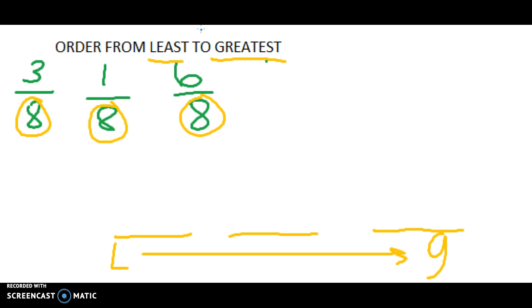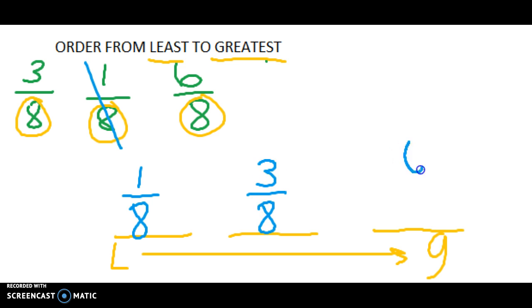Since our denominators are the same, to put these fractions in order from least to greatest, we can just order our numerators from least to greatest. So for our numerators, we have 3, 1, and 6. The smallest would be 1, meaning our smallest fraction would be 1/8. Next, we would have 3/8, making our greatest fraction 6/8.